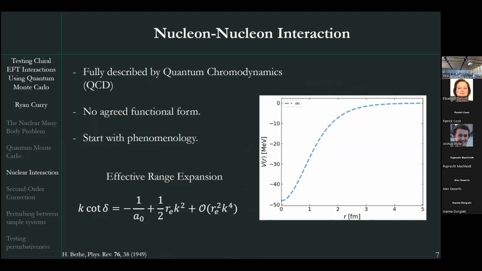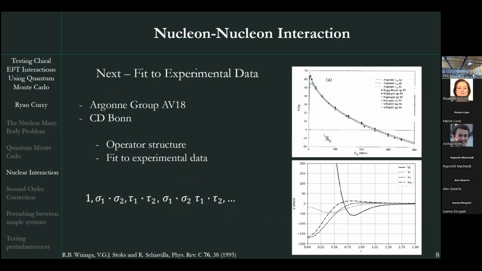As a result of that, there isn't really an agreed upon form for the nuclear interaction. So often a first step would be phenomenological potentials. Back in the day, this would be something that takes advantage of the effective range expansion. So you would take a potential, you can tune its scattering length and its effective range to reproduce the low energy physics of your interaction. If you wanted to go one step in sophistication beyond that, you would use something like the Argonne group's AV18 potential, where now you have an operator structure and you're fitting your phase shifts to thousands of experimental measurements in order to reproduce them and provide a better description of the nuclear force.